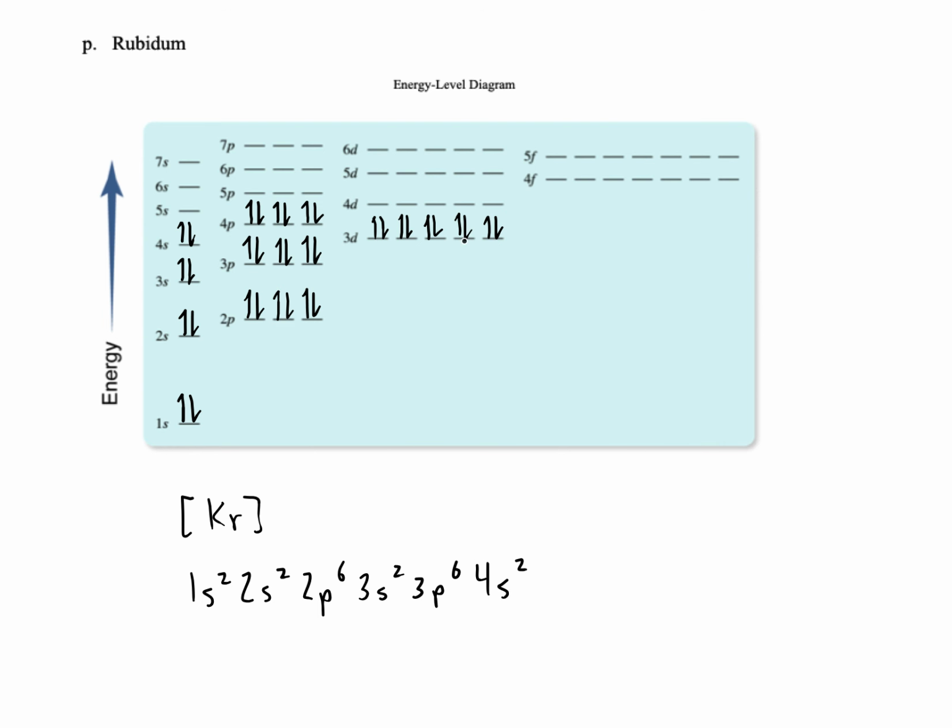We filled 3d, which holds 10 electrons, so that's going to be 3d10. We also filled 4p, and that can hold 6 electrons. This is krypton. But we're going to go one step farther to make rubidium. We'll put 1 electron in the 5s shell. So we'll have 5s1, and then the electron configuration is complete.